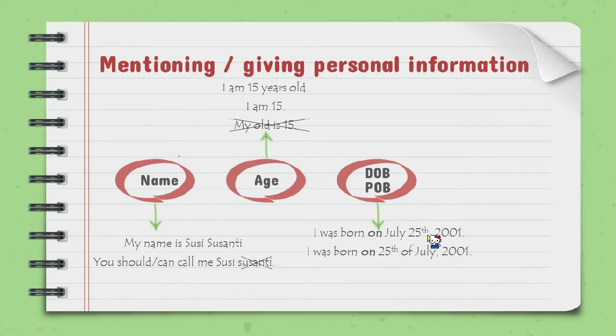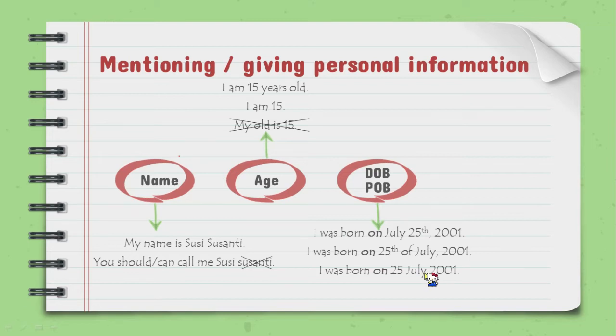Okay. What about if we start with the date? It should be followed by preposition of. Something like this. And remember, every time you write the year after date and month, it must be separated by comma. Okay, what about this one? I was born on 25 July 2001. It's also incorrect because it's like an Indonesian translation version.